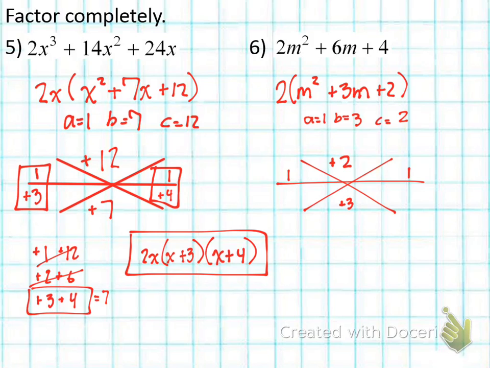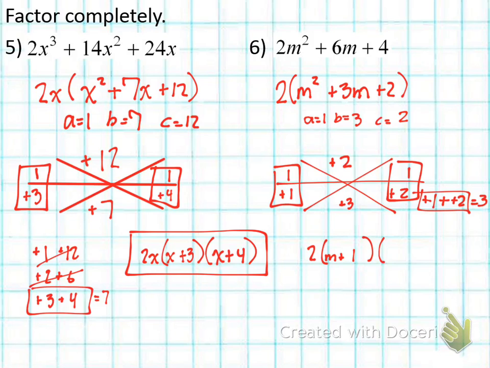What times what is equal to positive 2? It's going to be 1 times 2, right? That's the only ones, and it's equal to 3. Positive 1 plus positive 2 is equal to 3. Okay, so that's the one. So we're going to do positive 1, positive 2. Box these. Then we bring down the original GCF, which was 2, times, open parentheses, take the square root of m squared, which is m, so it's going to be 1m plus 1, and 1m plus 2. And that's it. I can't factor anymore, so we're done, okay?